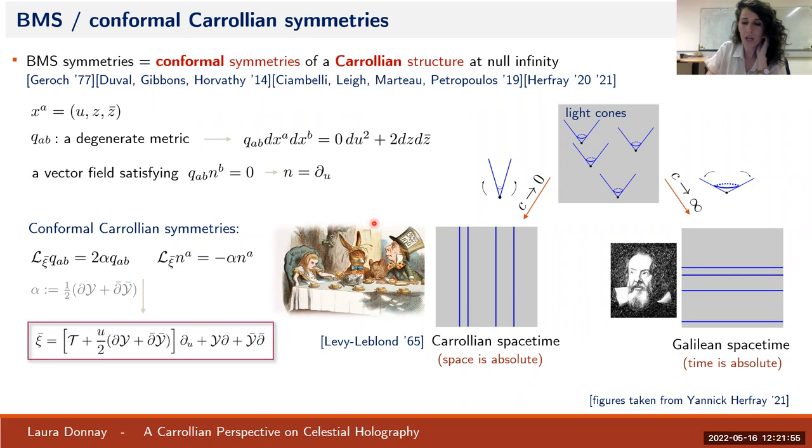So this is why people now have been talking a lot about Carrollian spacetimes, Carrollian symmetry, and so on and so forth. But basically, what I want to tell you is that the conformal symmetry of this structure is actually isomorphic, as Duval, Gibbons, and Horvathy show, to the BMS (Bondi-Metzner-Sachs) symmetries.